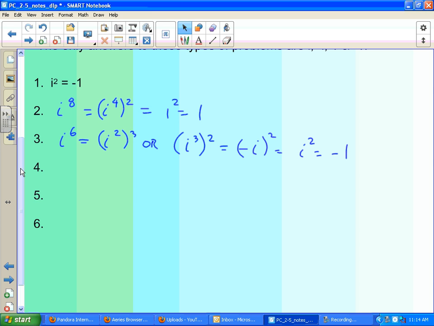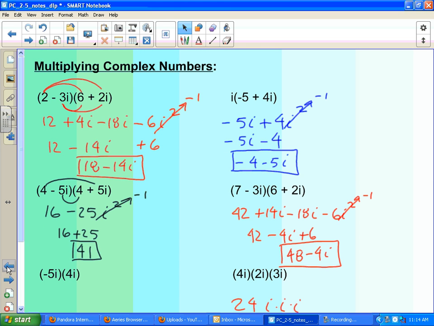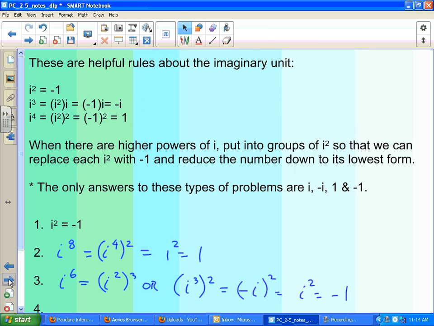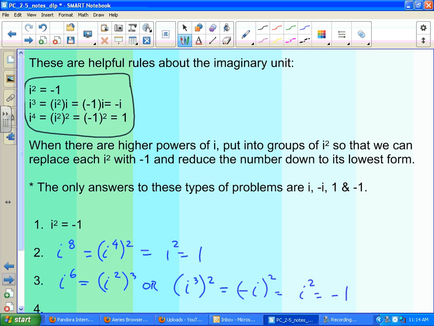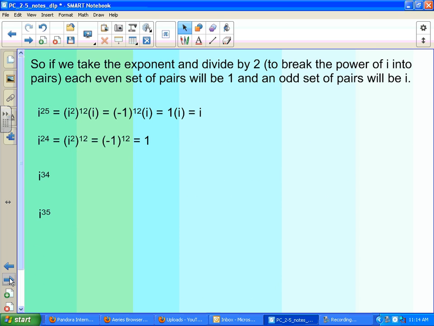Let's do a couple that are larger numbers so we can get some practice with this. Maybe I should first ask, are there questions on why i to the 8th, i to the 6th? Again, it's going back to here. If I can remember this stuff right here, it might be helpful. All right, let's try some.